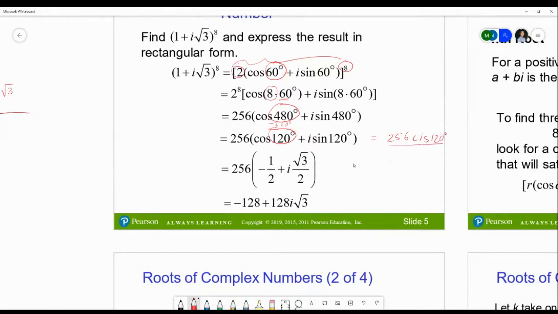So this is in polar form. Here, we're trying to convert it into rectangular form. So we evaluate cosine of 120. Since 120 degrees is in the second quadrant, cosine equals negative 1/2, and it is positive for sine, so we have square root of 3 over 2. Then you can distribute each one of these to get the rectangular form, which is the same thing as 256 cis 120 in polar form. Everything good so far?